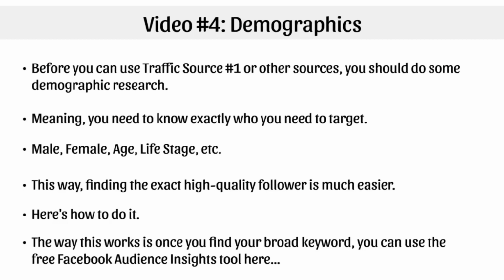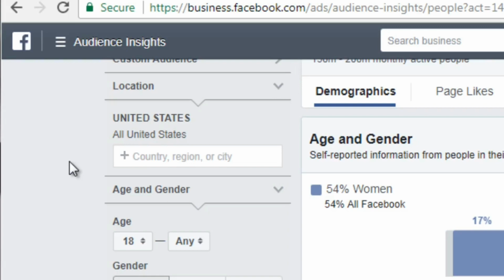Okay, so the best way to get to the Facebook Audience Insights tool is simply by going to business.facebook.com/ads/audience-insights, and that should forward you here. If you have any problems, you can always go to google.com, do a search for the Facebook Audience Insights tool, and you should find the link here. Sometimes Facebook will change the links, so that is how to always find it.